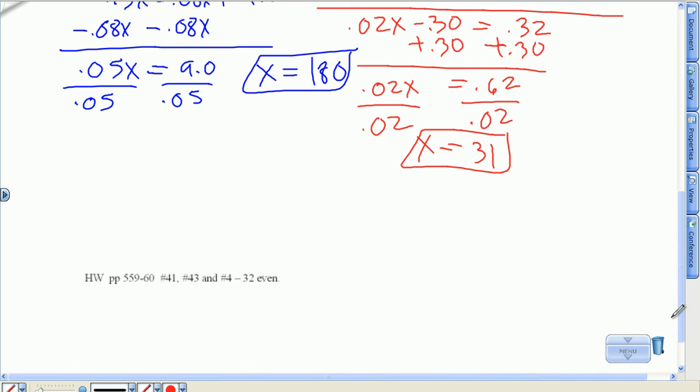We are doing page 559 through 560, 41, 43, and 4 through 32 even. If you come in with 5 through 31 odd done on a separate sheet of paper, and it's done at a high level, I will give you extra credit, which means I'm going to grade it, and if it's mastery or above, 85 or above, I will give you extra credit. This has to be done on Monday after break so I can get it into your grades.